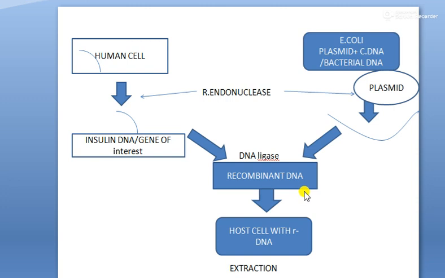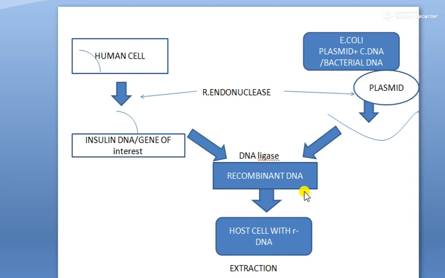Basically, what happens in this technology is that we need human cells which contain the insulin gene, and bacterial cells, that is E. coli, that contain the plasmids and the bacterial DNA, from which we can take the plasmid as a vector, and from the human cells we can isolate the desired gene, that is the insulin-containing gene.